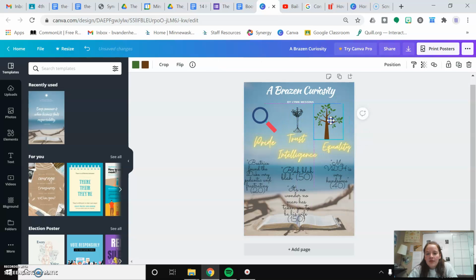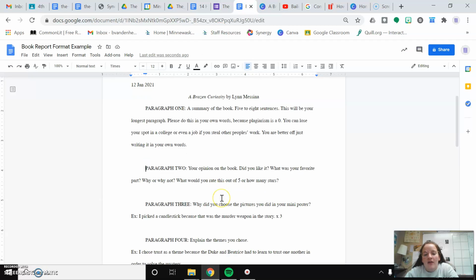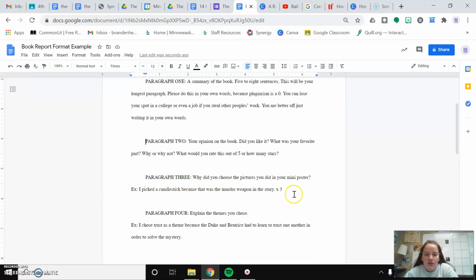But of course, it's your choice. I made this in probably 10 minutes. So I've got the name of the author. Remember that the third part of the paper is to explain why you chose the pictures that you did in your mini poster. So here's one example that I gave. And then you have to explain all four.